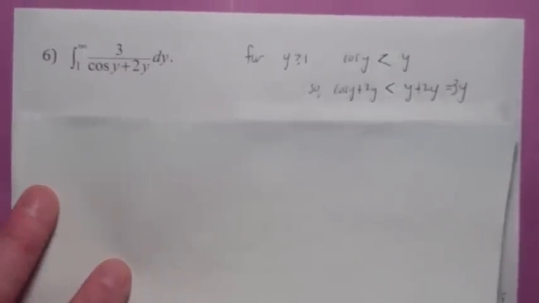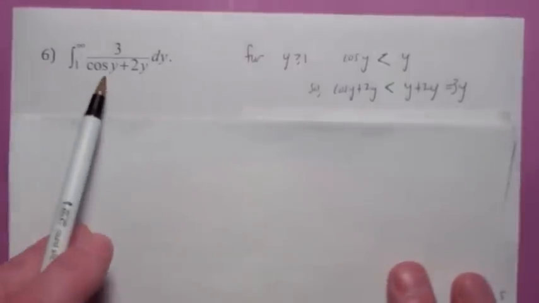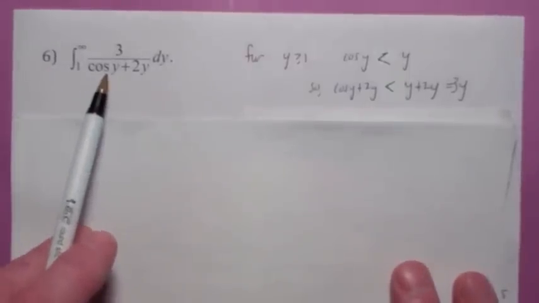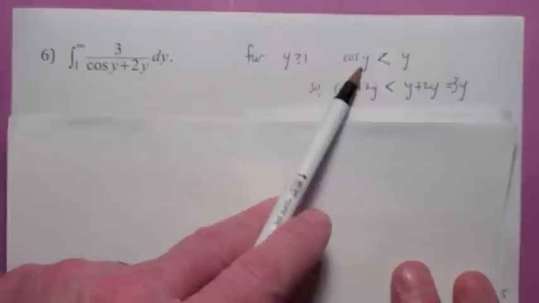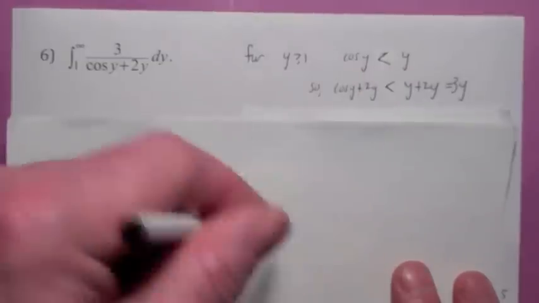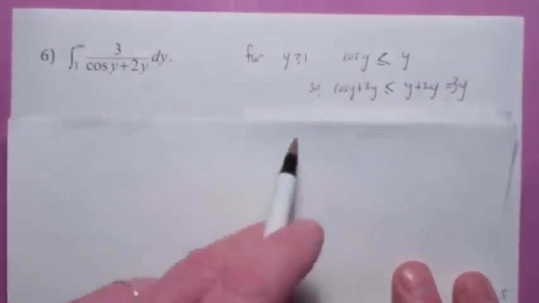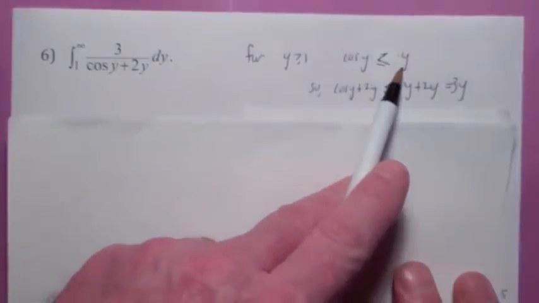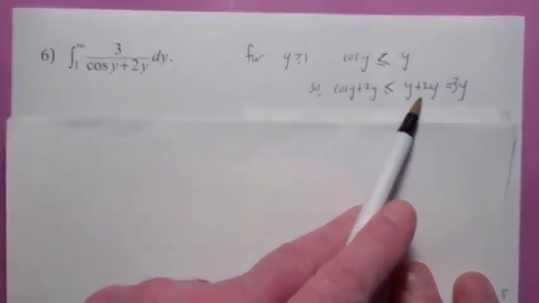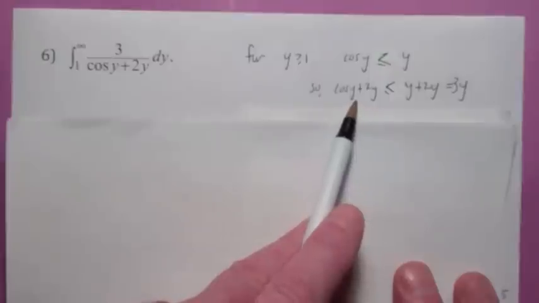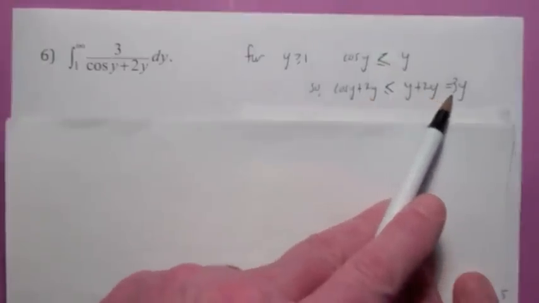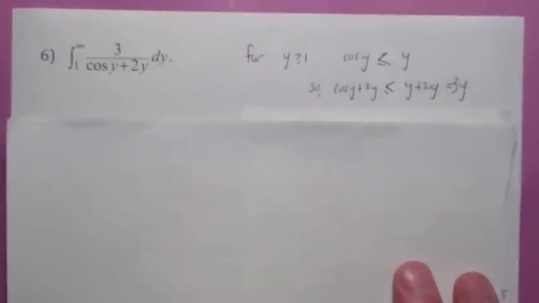First of all, notice that as long as y is greater than or equal to 1, isn't cosine y less than y? Less than or equal to y, doesn't make any difference. Cosine of y is going to be less than or equal to y. So if you add 2y to both sides, I've got that cosine of y plus 2y is less than or equal to 3y. That's nice.